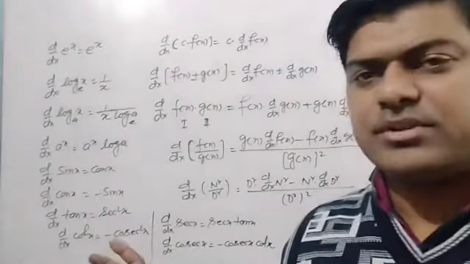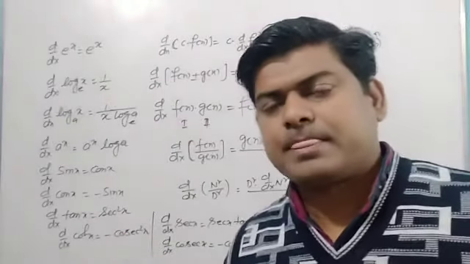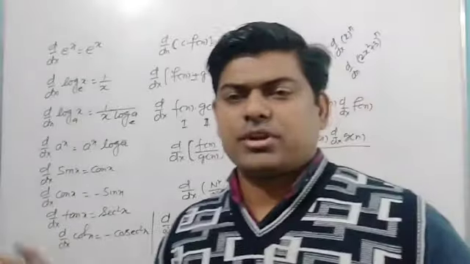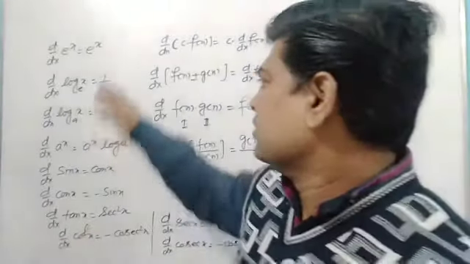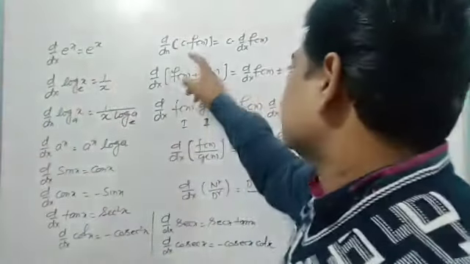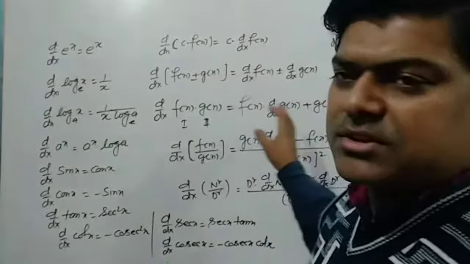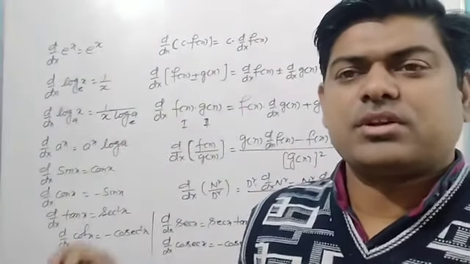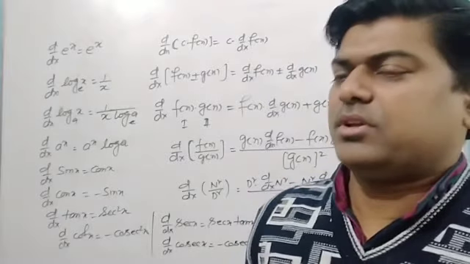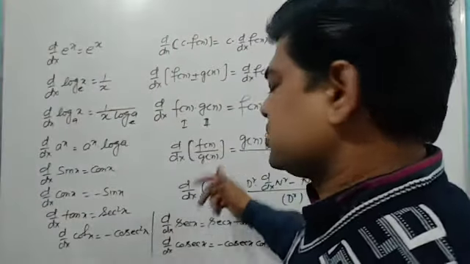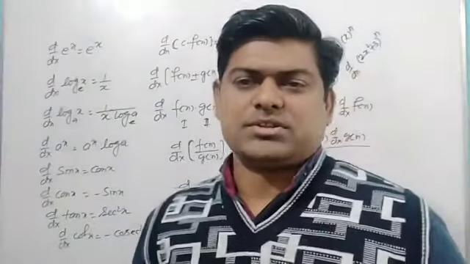As I told you, the differentiation of a constant term will be 0, the differentiation of x to the power n is n x to the power n minus 1, then a few more functions, then some algebraic concepts of differentiation. If two functions come in the form of a product, what will happen? If two functions come in the form of a quotient, then what will happen? All these things I have discussed.